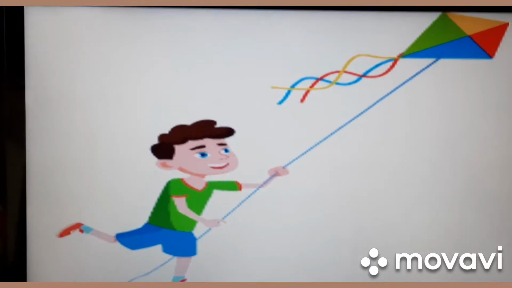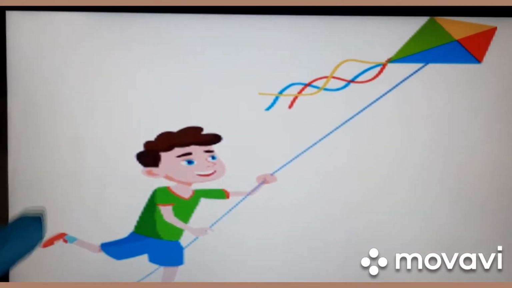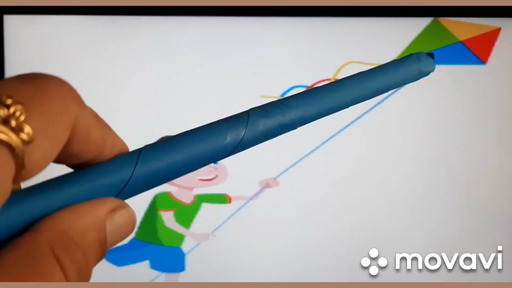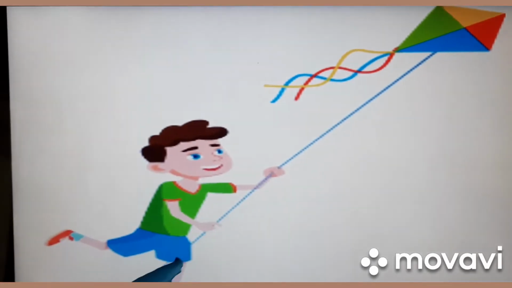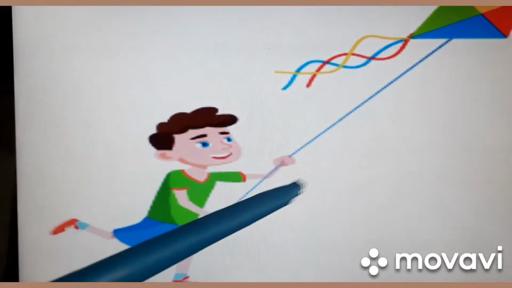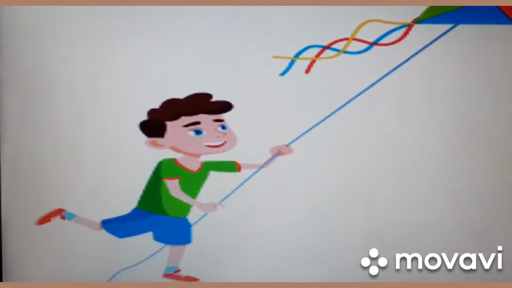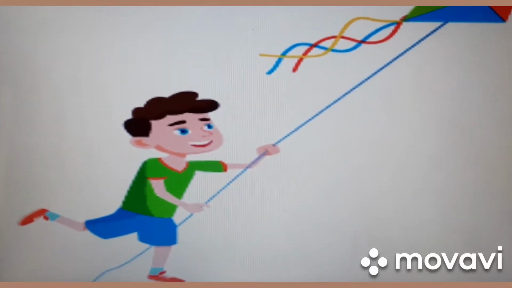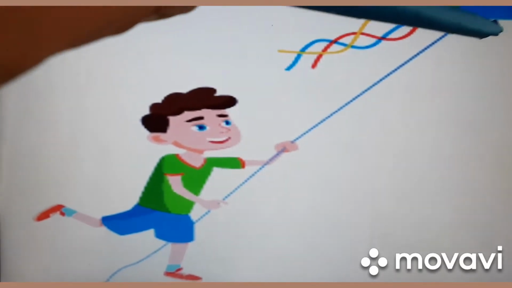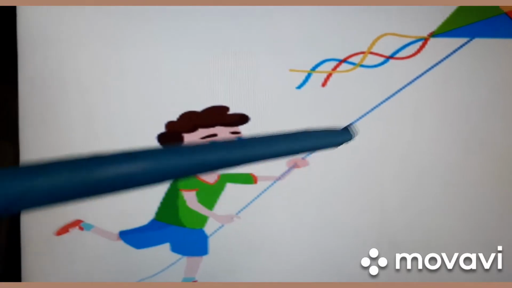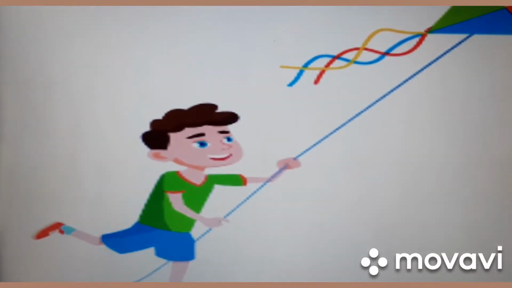Then the boy is flying a kite, isn't it? The boy is flying a kite up in the sky. So, can you see the thread? Yes, that boy is holding a thread in his hand and it is also showing the position of forward slant, isn't it? Yes. So, can you see the position from right to left? From right to left. Yes.